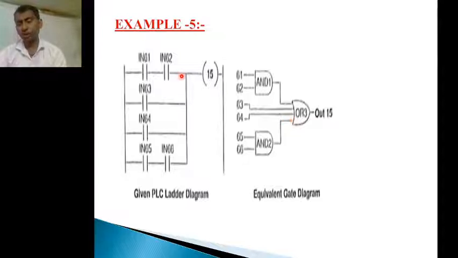So for the first input, again we can go for another gate, which consists of the 2 contacts in series. That means the AND gate. That AND gate can be represented with the 2 inputs, 1 and 2, and the second input is directly 3, and the third input is directly 4, and the fourth input is again 2 contacts connected in series. That means we can go for the AND gate. So this is the representation of the ladder logic diagram as a gate diagram.